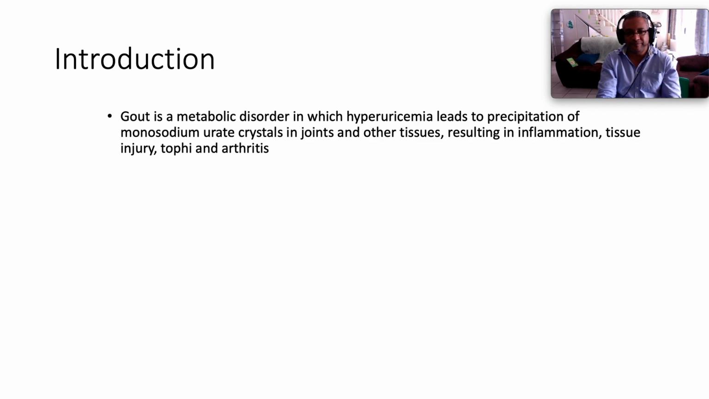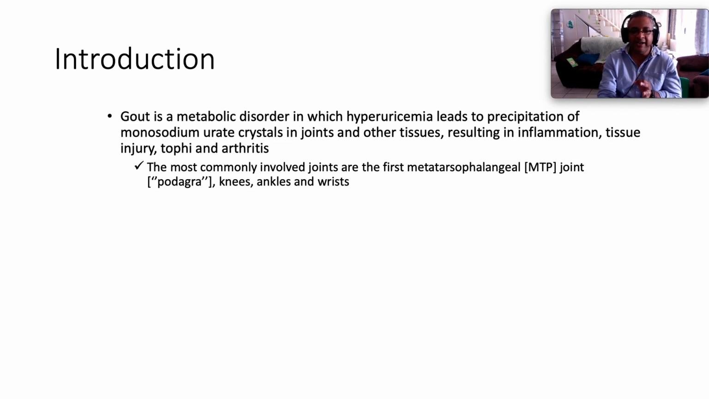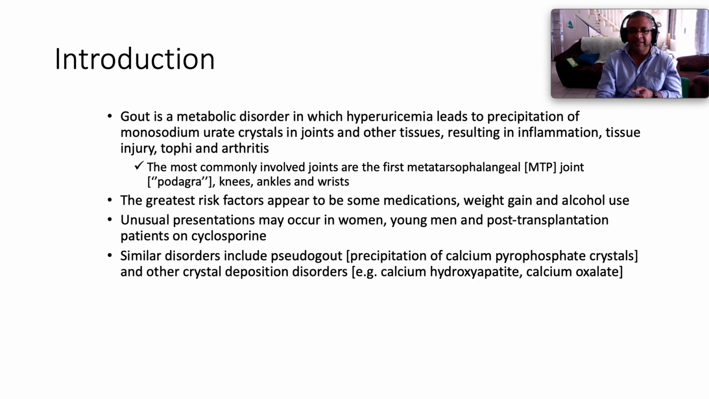Guys, gout is a metabolic disorder in which hyperuricemia leads to the precipitation of monosodium urate crystals in joints and other tissues, resulting in inflammation, tissue injury, tophi, and arthritis. The most common presentation is what we call podagra, which affects the first metatarsophalangeal joint, but you can also have inflammation of the knees, ankles, and wrists. The greatest risk factors appear to be some medications, weight gain, and alcohol use.